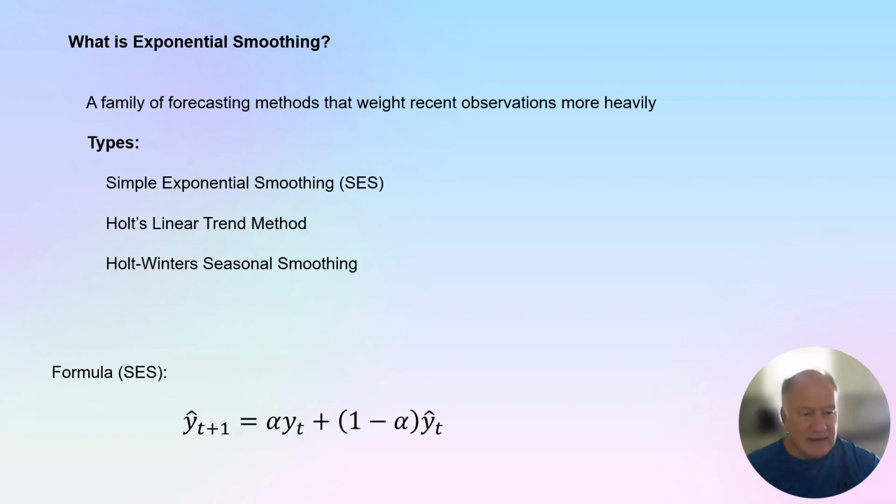So the formula for SES is that our next value or predicted value of y will equal some constant alpha times our previous value that we observed plus 1 minus alpha times the predicted value from the last time step.